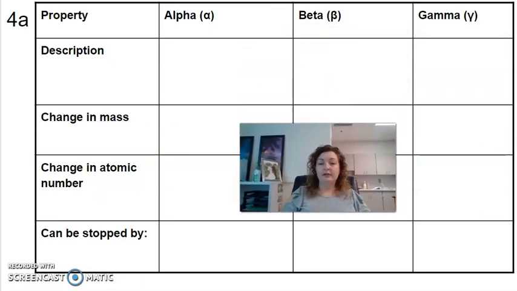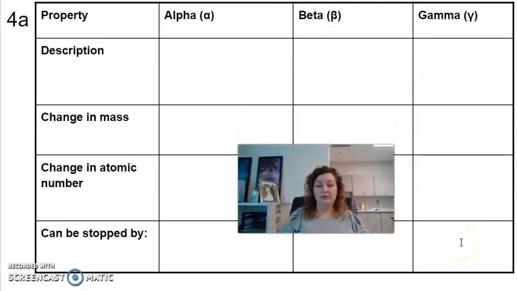Okay, so we're going to kind of switch gears, and we're going to talk about nuclear decay now, all right? So on your sheet, you can see you have a table with alpha, beta, and gamma rays, but these are particles. Alpha and beta are particles, gamma is a ray. And you need to give a description, the change in mass, change in atomic number, and what it can be stopped by, okay? These are all forms of nuclear radiation, nuclear decay that occur.